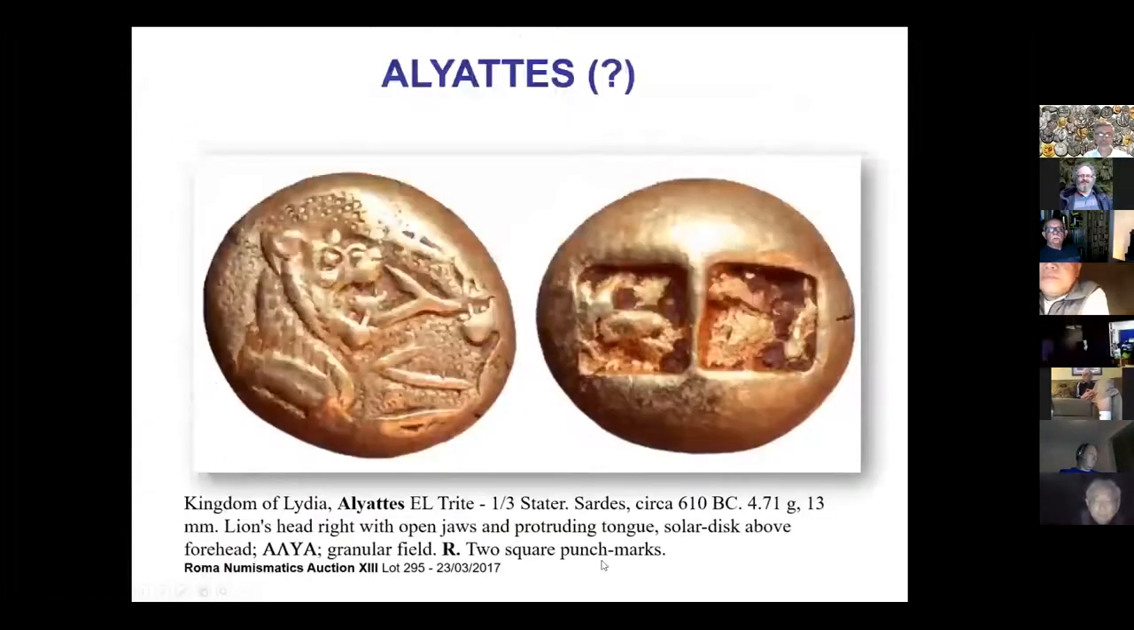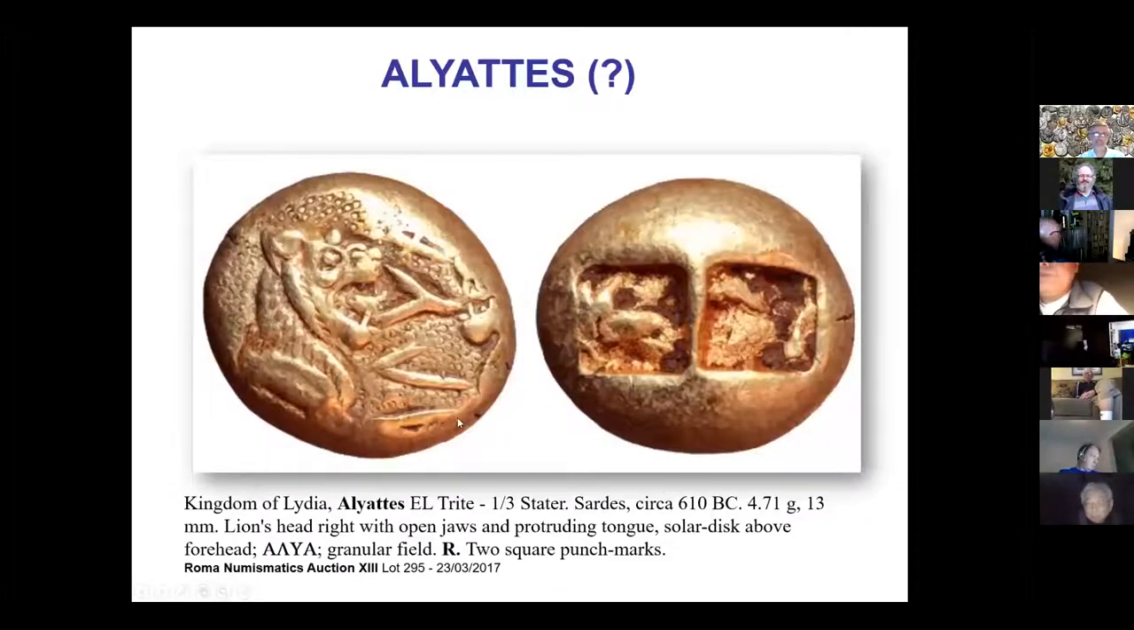A little while ago, in 2017, this coin appeared in the coin market. And as I mentioned, from earlier times the numismatists and ancient coin dealers wanted to attribute most of the early Lydian coins to Alyattes. And this one says a lambda, epsilon, and almost another alpha here. So almost it says Alyattes. This looks a little dubious, a little too obvious to me.